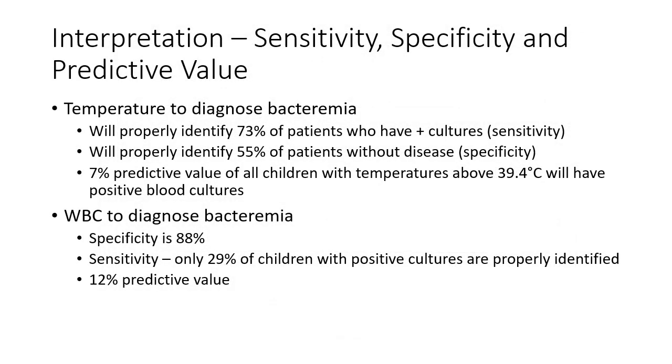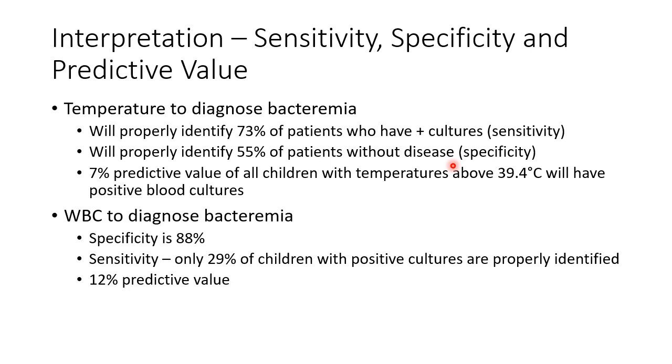So looking at this means, if you look at the temperature, it will properly identify 73% of patients who have a positive culture. So again, pretty decent sensitivity there, although we'd like greater than that, we'd like to see close to 100. It will properly identify 55% of patients without disease, or specificity. So that means if you had a temperature less than 39.4, about 55% of the time you would identify those people who did not actually have a positive culture in the end.